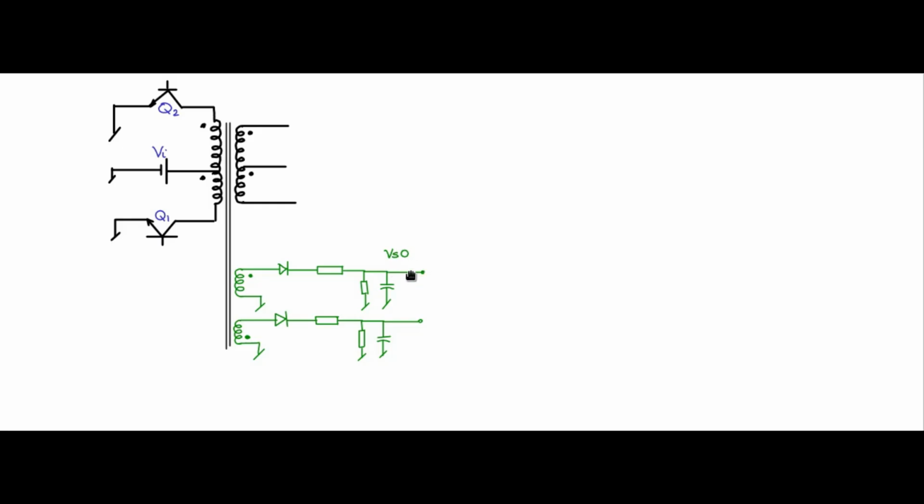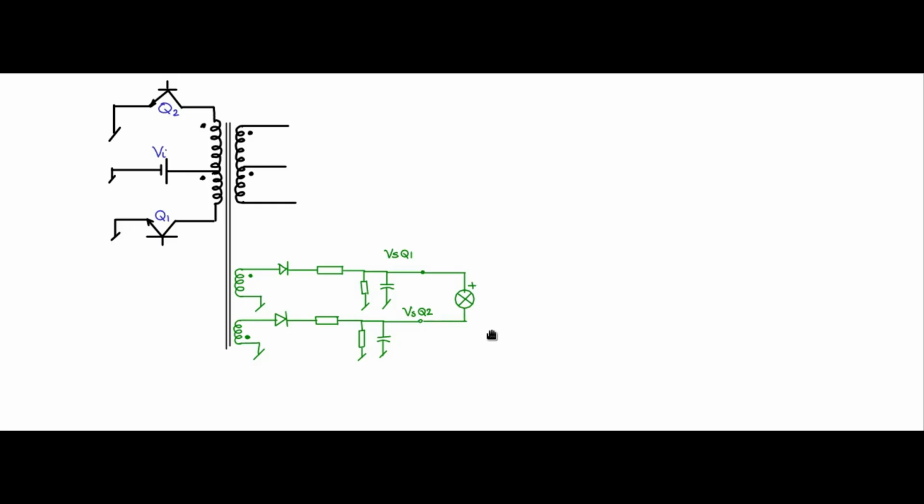So this I will call volt-second of Q1 and volt-second of Q2: the volt-second when Q1 is on, and the volt-second when Q2 is on. These two should in actuality be the same under normal operating conditions. But if they are not the same, we have to take corrective action.